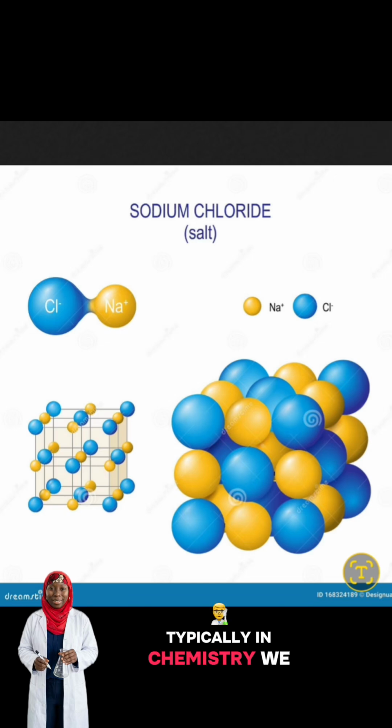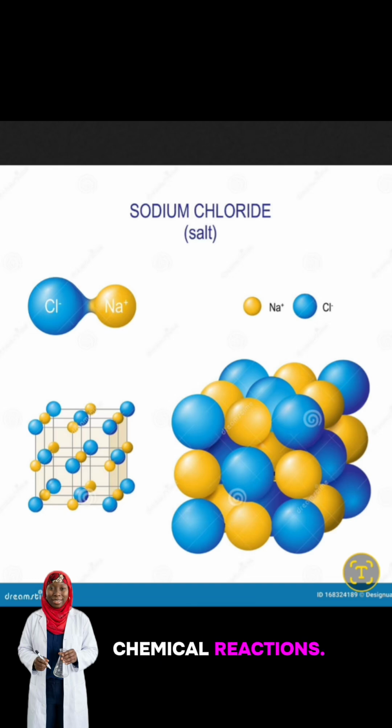Typically in chemistry, we have about 8 types of chemical reactions. So we'll take it one after the other. In this lesson, I will only take 3. I don't want it to be too much. So the first one is combination reaction.